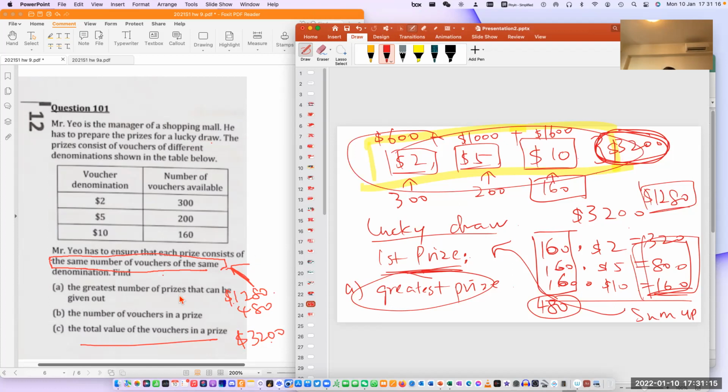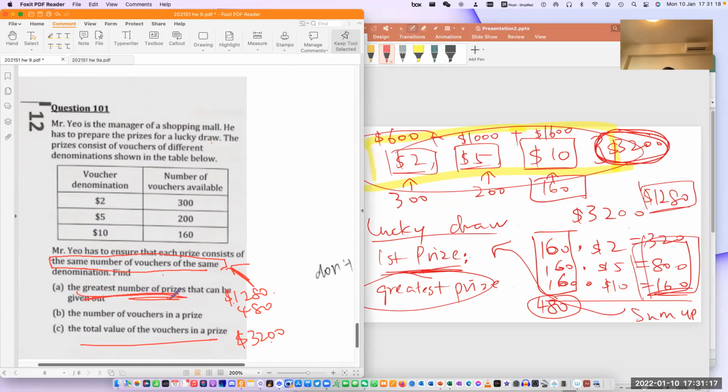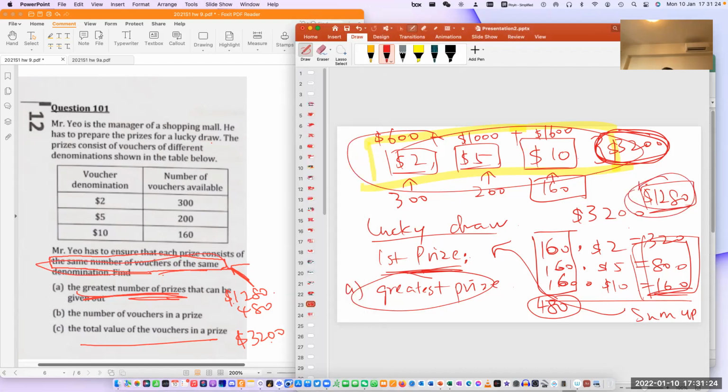Okay, and then given the greatest price, with this restriction, then it is 1280. Okay, given by this. And then of course the number of vouchers in a price, you just, because you have 160 for $2, $5, and $10, so you just do 160 times 3. That's why you get 480.